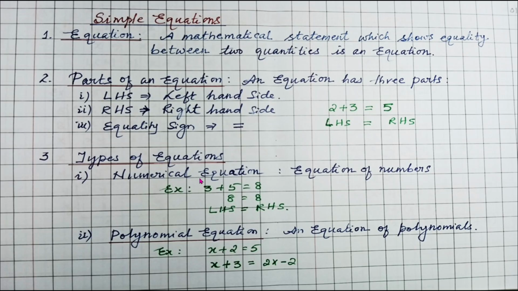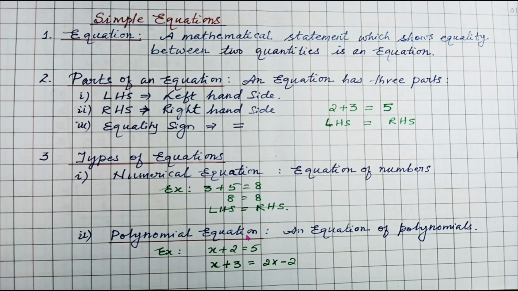Now there are different types of equations. We have got numerical equation, and that is the numerical equation is equation of numbers. So if you add 3 plus 5 is equal to 8, 8 is equal to 8, LHS is equal to RHS, therefore it is an equation of numbers. That is called as a numerical equation.